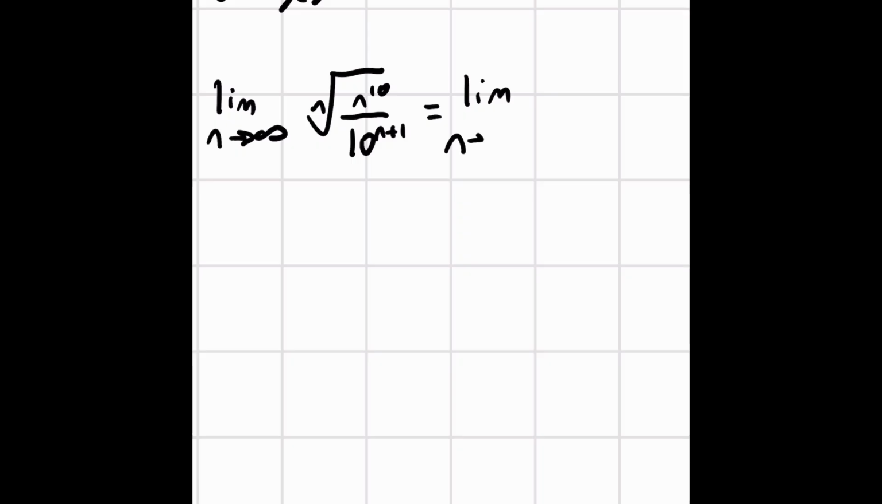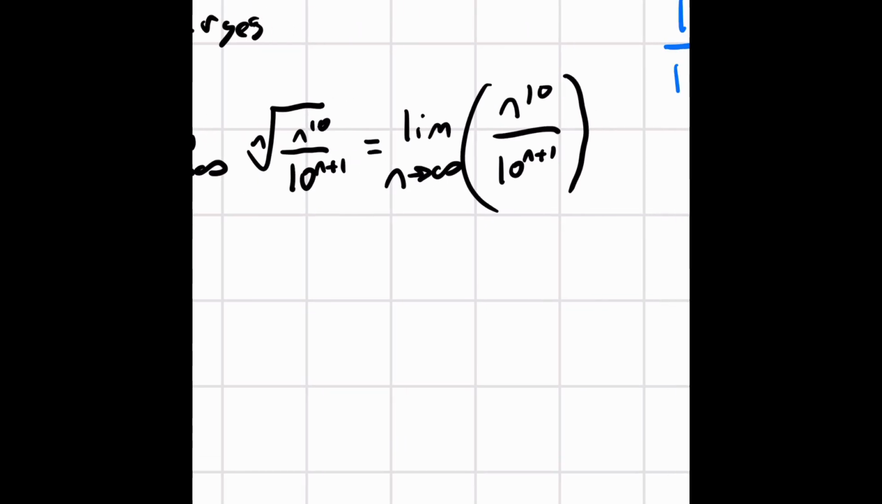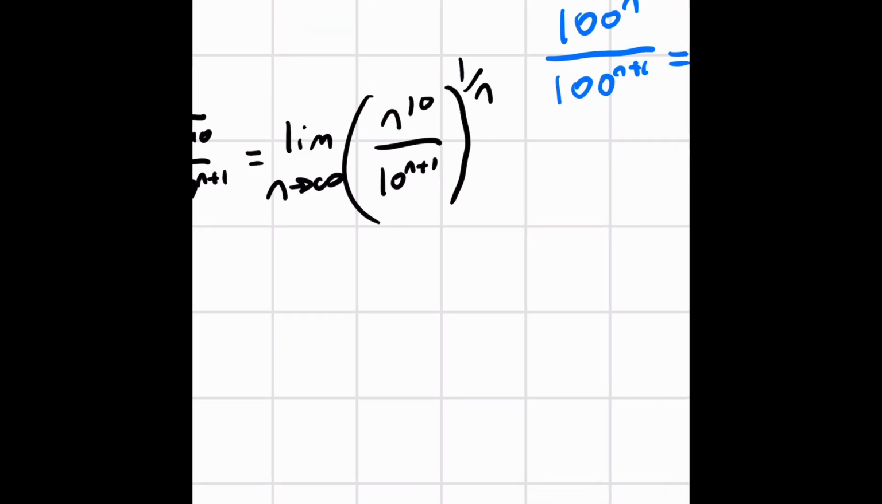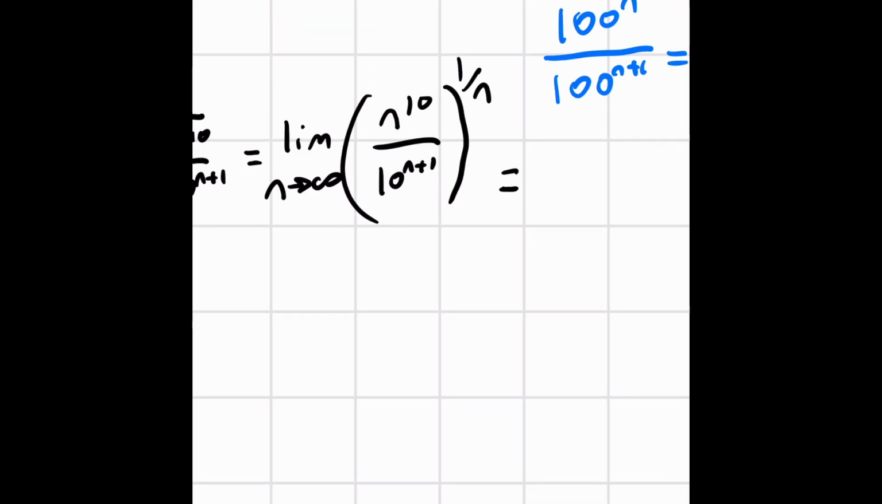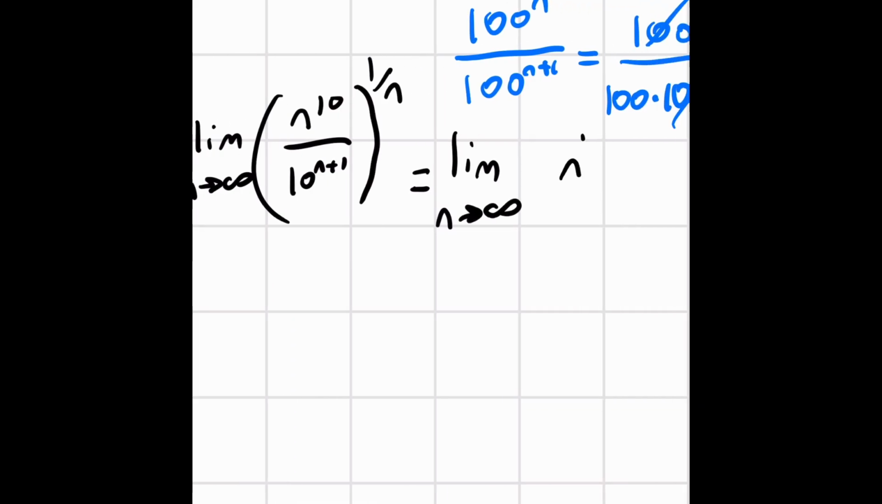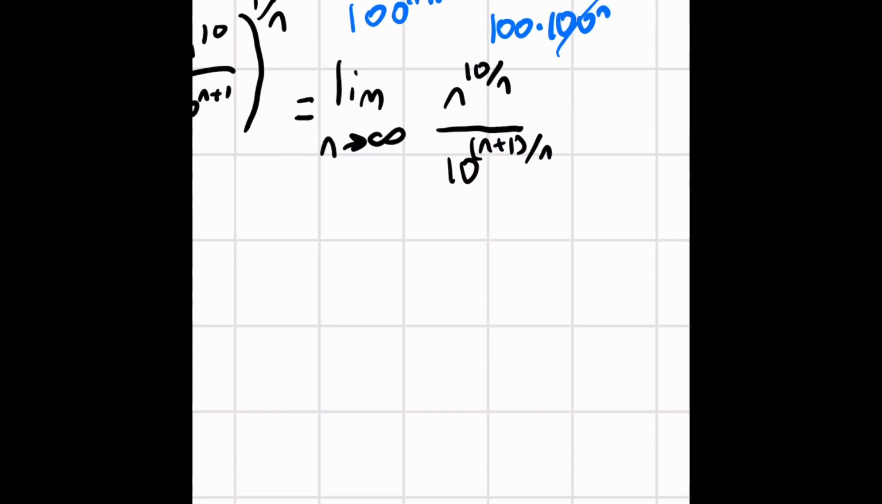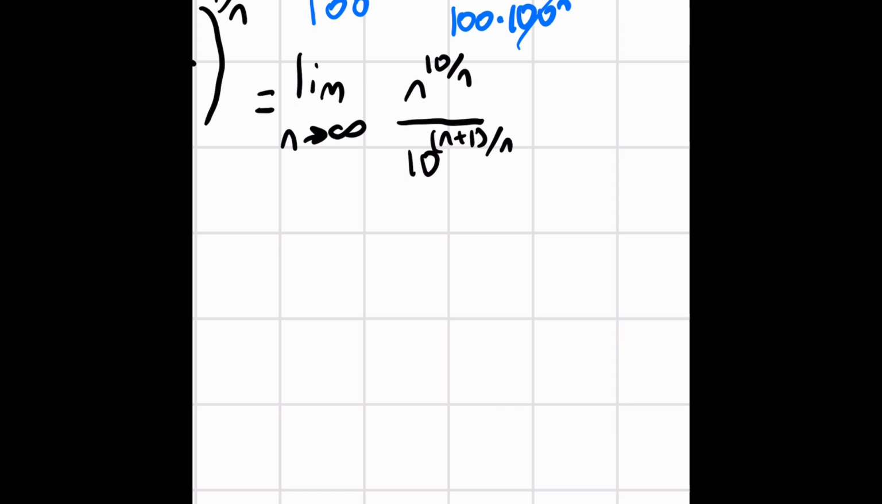Can we do the limit as n goes to infinity of, now remember, doing this nth root is the same as doing a fractional exponent. So the nth root is really the 1 over n power. And because we have a fraction, we kind of get to distribute the exponent to top and bottom. So this is n to the 10 over n divided by 10 to the n plus 1 divided by n. So let's see if we can handle the numerator and the denominator.